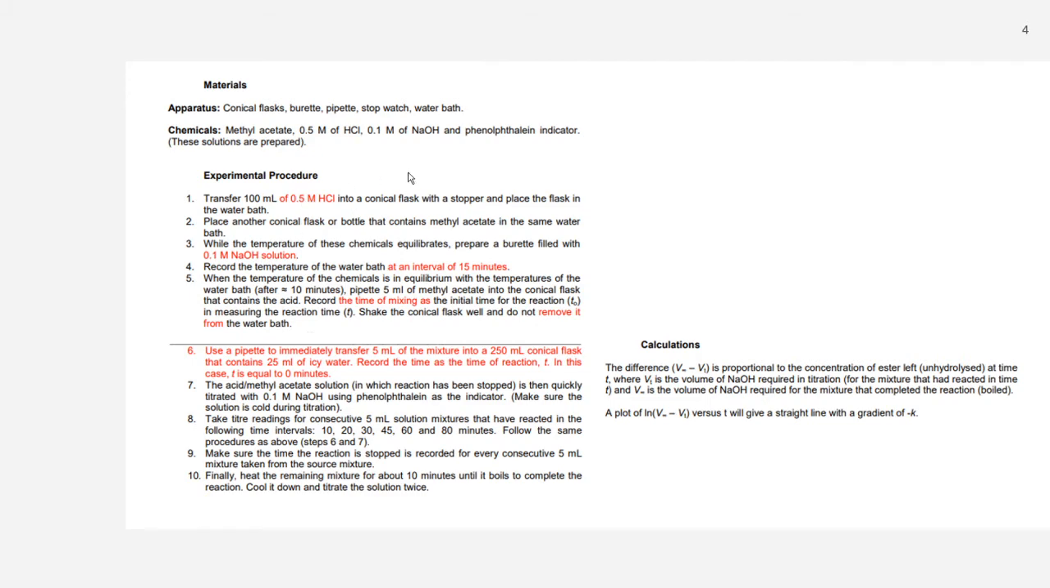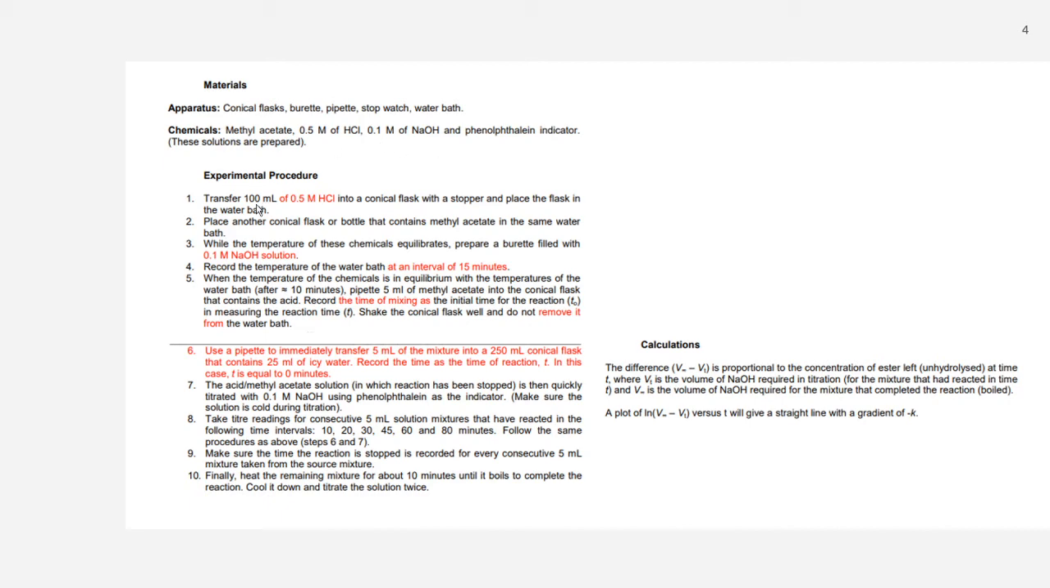Perhaps it is in red to highlight something, but these are the materials used. You have methyl acetate, and in the video you will see the setup. You have the methyl acetate, you have the HCl, and HCl acts as a catalyst, and you use NaOH and phenolphthalein. This is for your titration process.